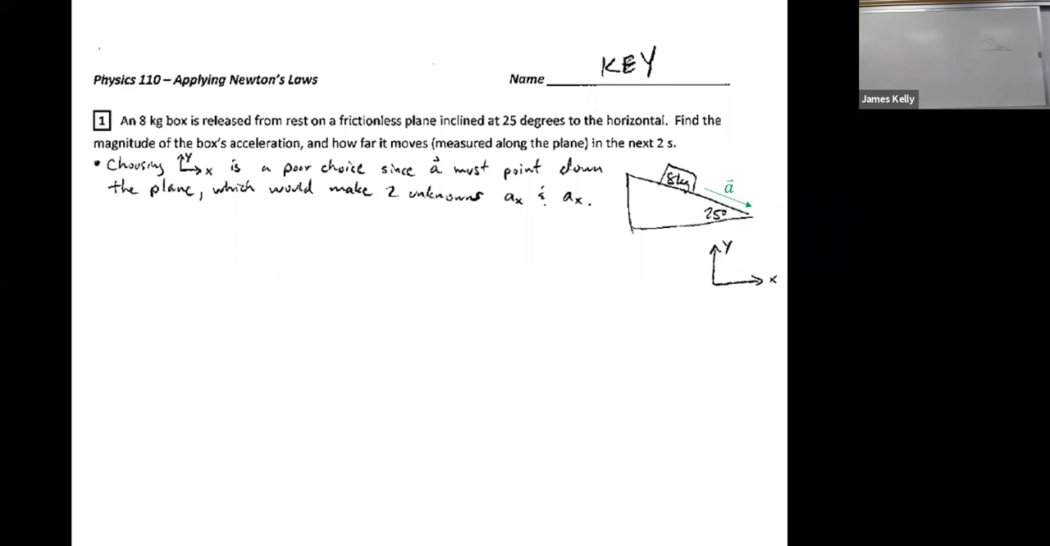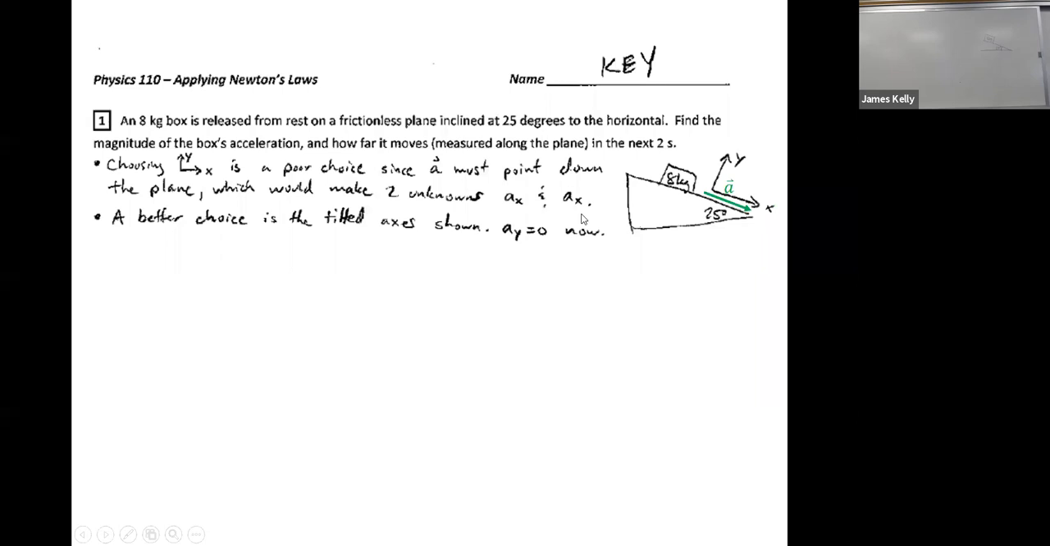And what that means is, since I'm looking for the acceleration, I would have two unknowns, ax and ay, which then I would have to take the square root of the sum of the squares to get the magnitude of the acceleration. You could try to solve the problem and see what you run into there. I didn't think it was worthwhile doing it, but you're welcome to try it.